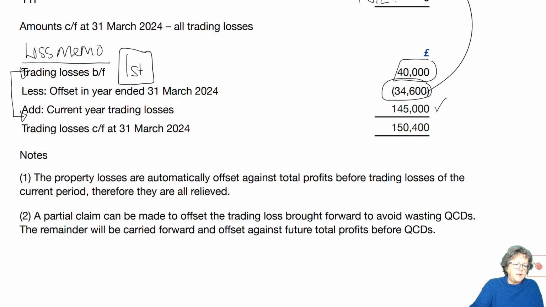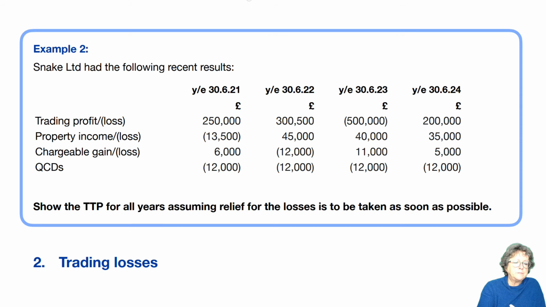And the notes at the end say the property losses are automatically offset against total profits before trade losses, therefore they are all relieved, and the partial claim can be made to offset the trade loss brought forward to avoid wasting the QCDs. Okay, so let's go back and have a look at example number 2.